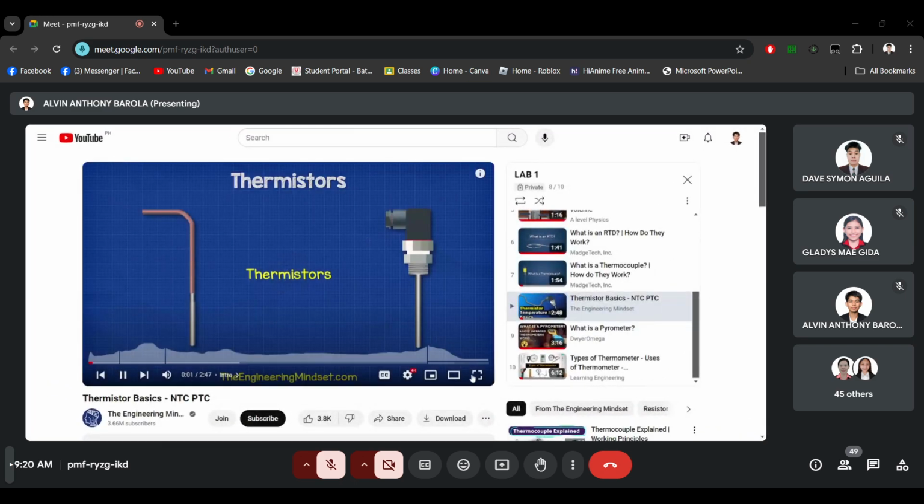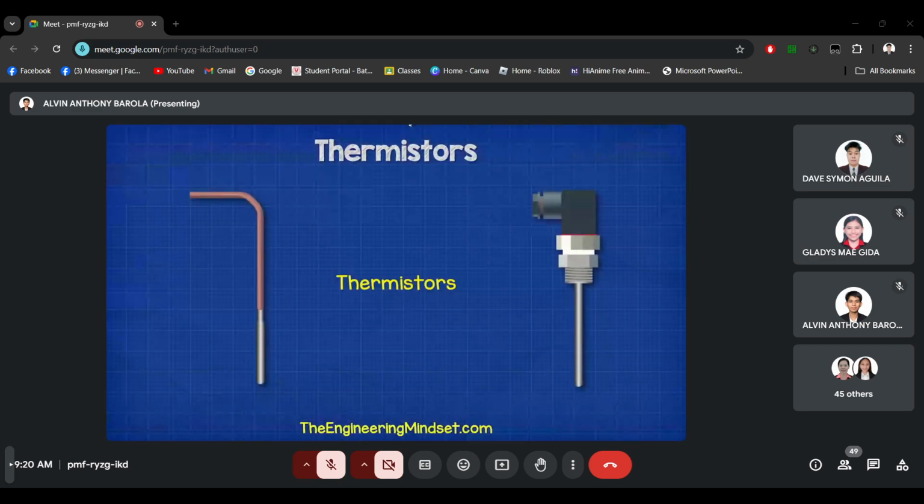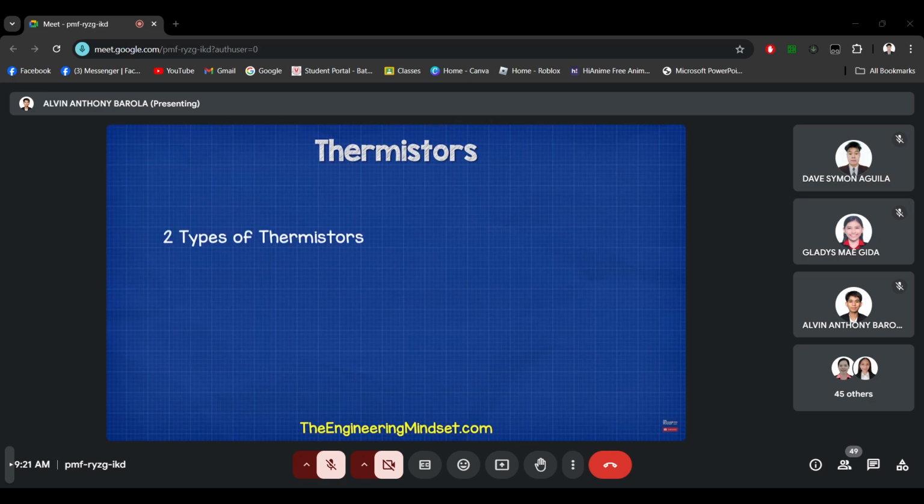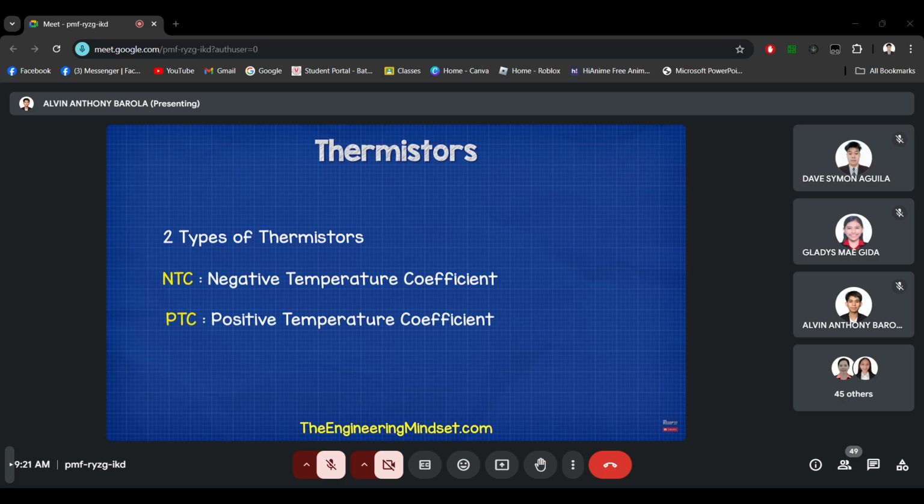Thermistors have a few variations in design, but these two are fairly common, the flexible version and the more rugged fixed version. A thermistor is just a thermal resistor, meaning it's an electrical resistor which changes resistance with temperature. But there are two types of thermistors, the NTC or negative temperature coefficient and the PTC, the positive temperature coefficient.